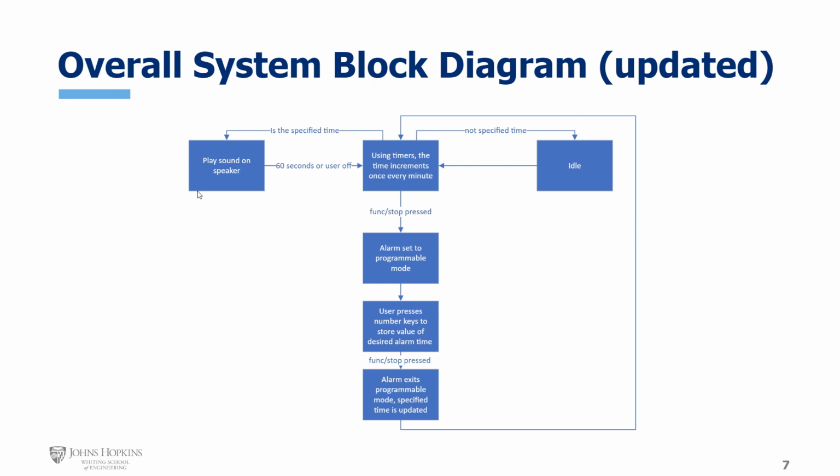But if it is the specified time, we're gonna play for 60 seconds, but in the video it's about 5 seconds. But if you press the function stop button, we're gonna be setting the alarm programmability, so we're setting what the alarm time is. Again, we do not use the number keys, but use the up and down. Use the number keys to set the real time. I left it like this in my block diagram because I could easily switch which method I'm using, it doesn't really matter. And then if you press the function and stop button again, you exit programmable mode and the specified time is updated. So you go back here and you are sitting in this loop again.